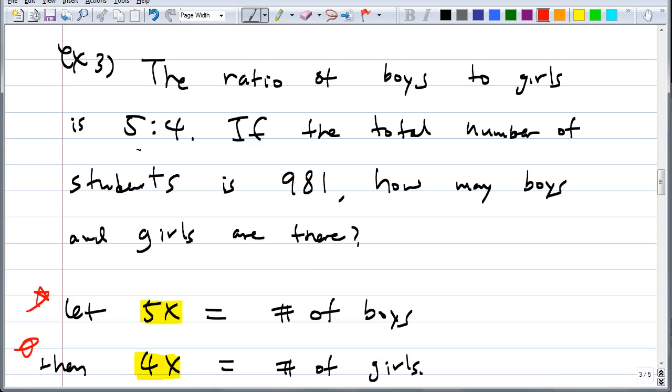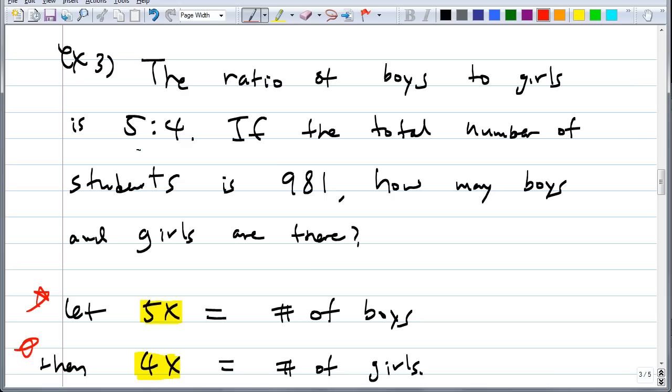Who could answer that? How about Chuck? Sorry, I was writing down. Oh, okay. So why do we have to use 5x to 4x to represent the number of boys and girls? Why not just use 5 for the number of boys and 4 for the number of girls? That would give you a ratio of 5 to 4.